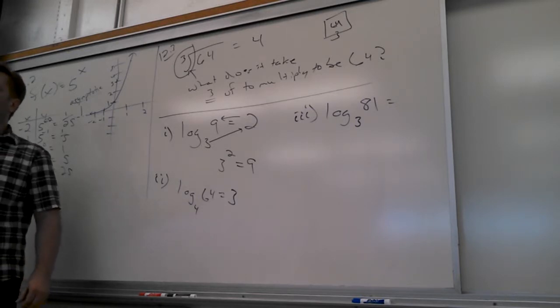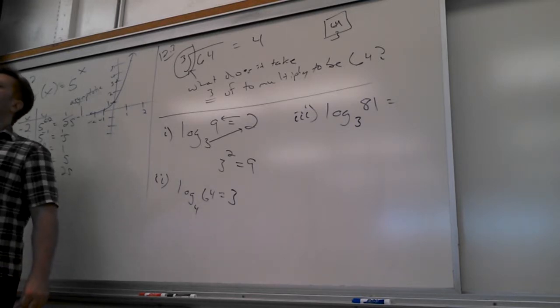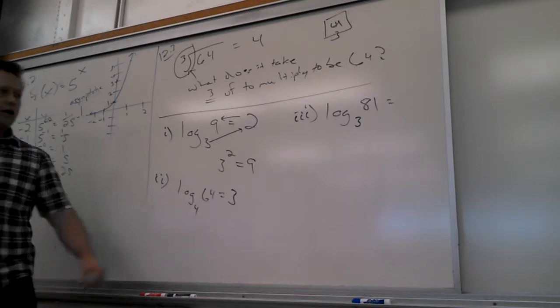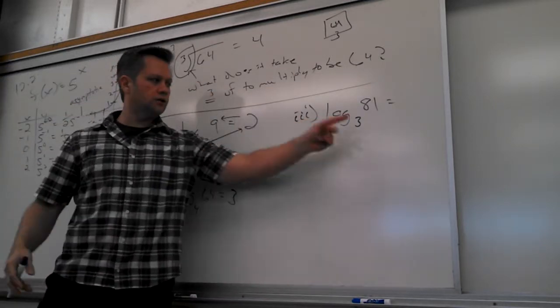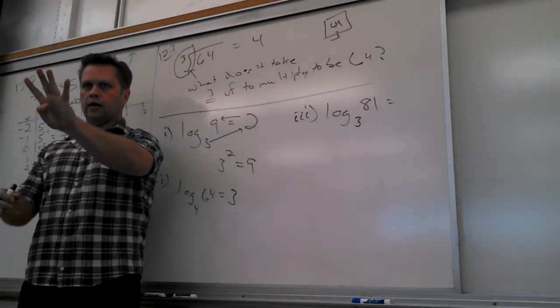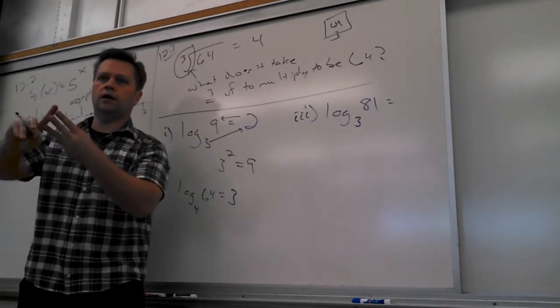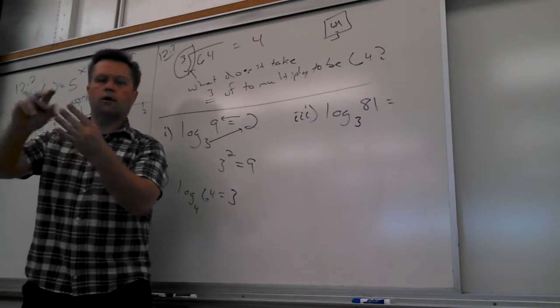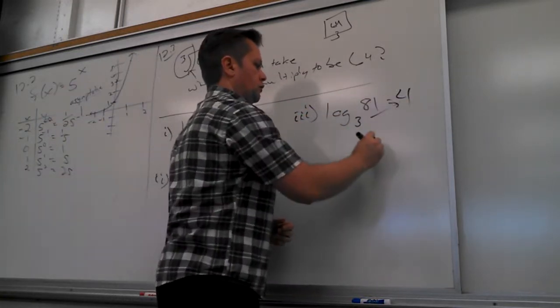What's the question this is asking you? How many 3s is 81? How many 3s multiplied would make 81? Or what power does 3 need to become 81? 4. 4 3s make 81, right? 3 3s only make 27. Multiply by one more 3. What's 3 to the fourth power?